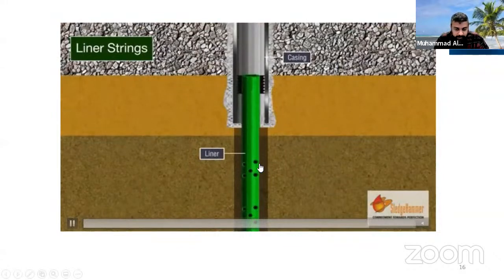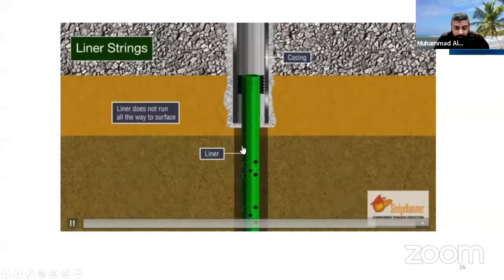This is the liner. It has already a perforation. So that was before they did the perforation. Now we have another technique. We install just a liner with already pre-slotted liners. So it has already some holes and so on.